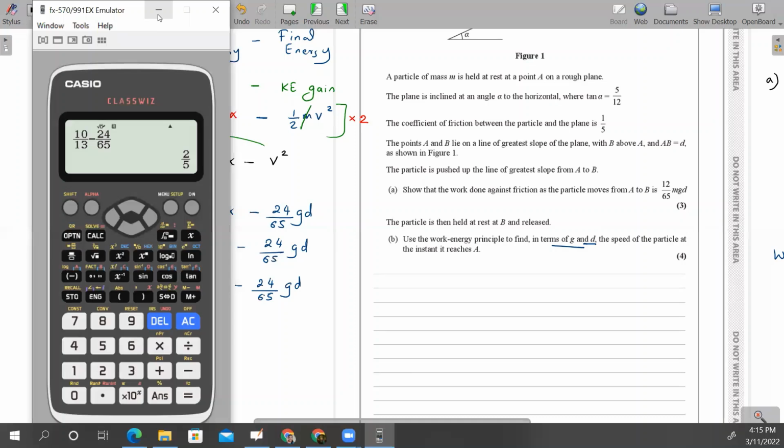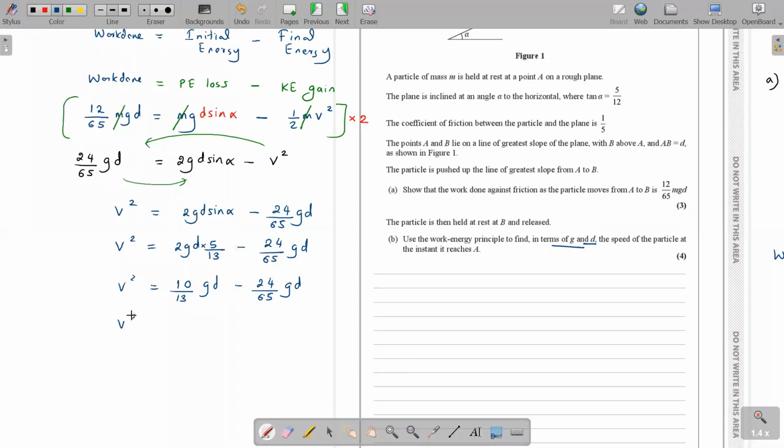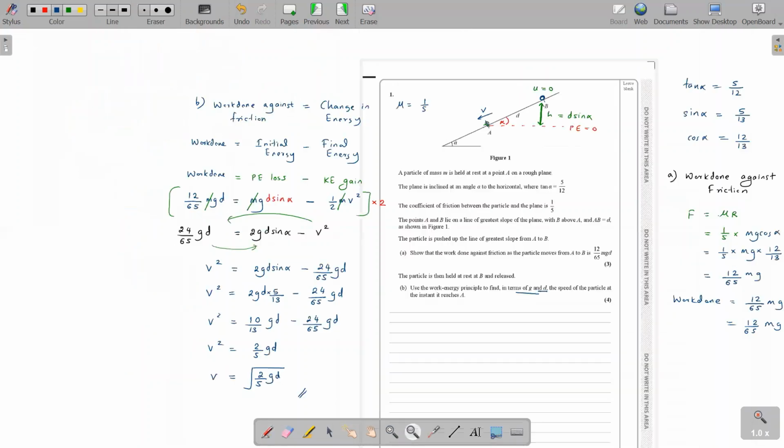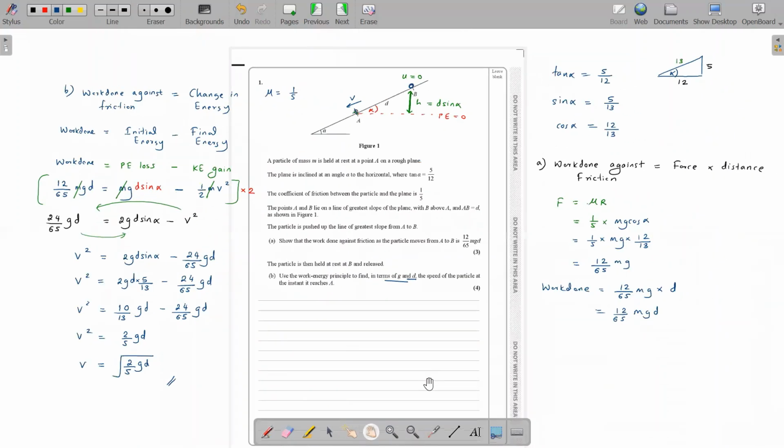Is this okay? So V square equals 2 over 5 GD. GD is in the numerator. So then V equals the square root of 2 over 5 GD. Is this clear? So this is it. This is the speed of the particle at the instant it reaches there, in terms of G and D. Okay.